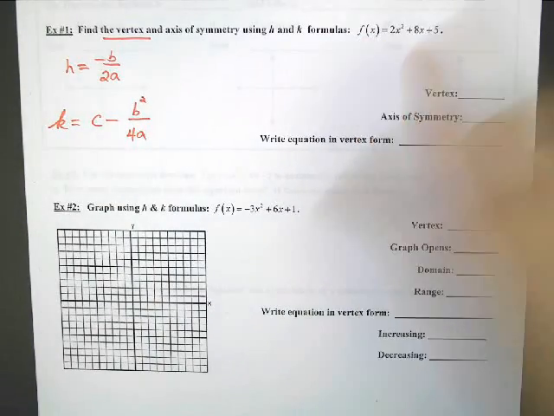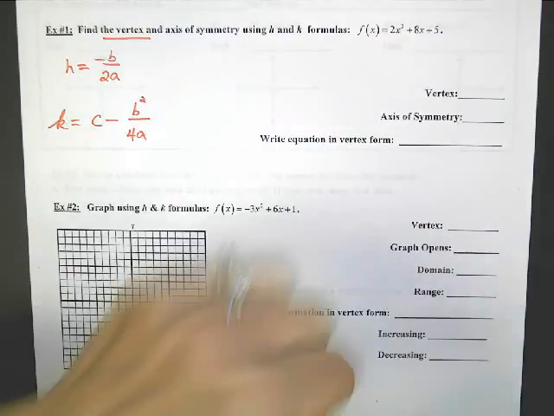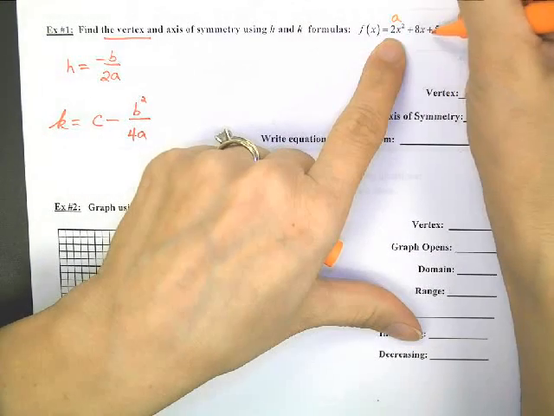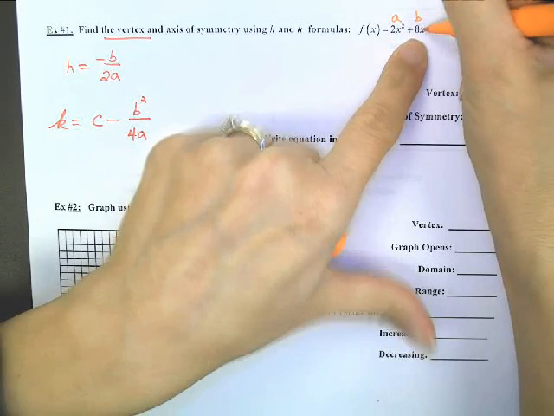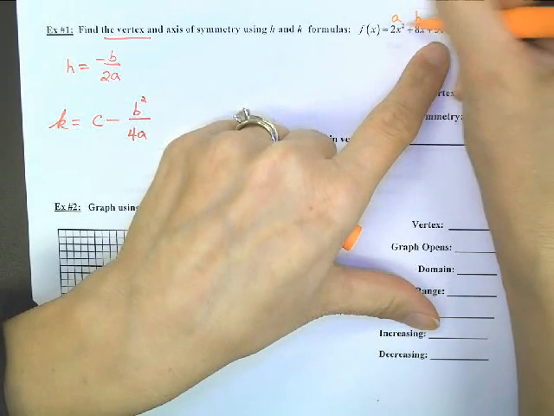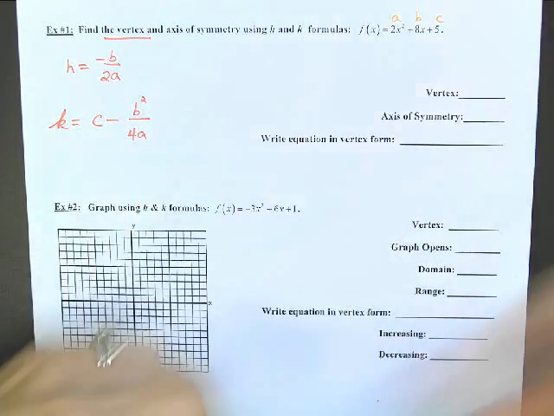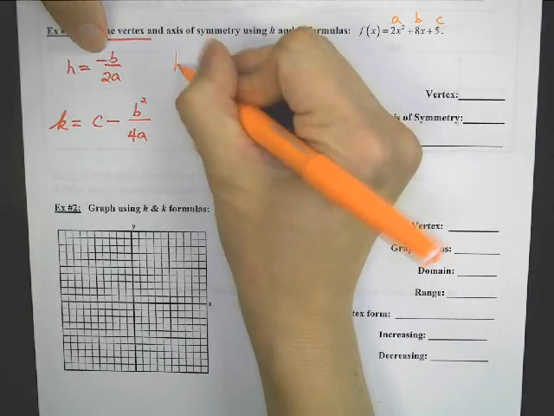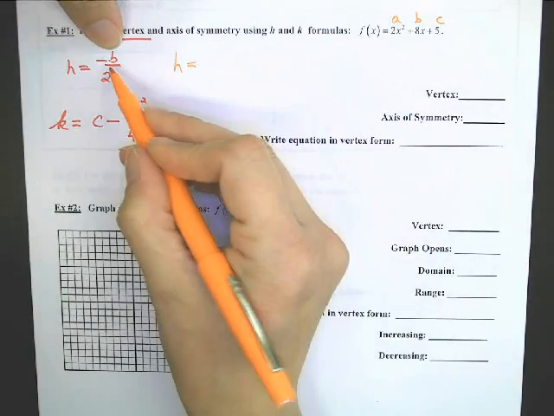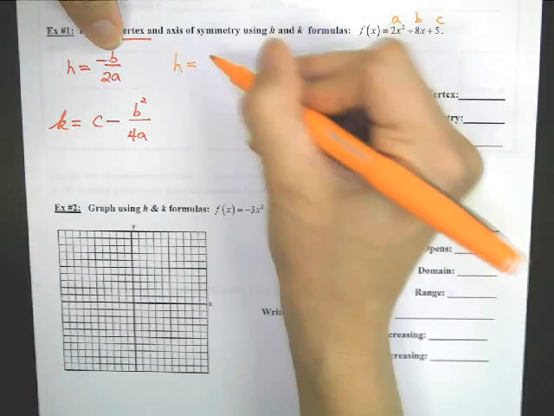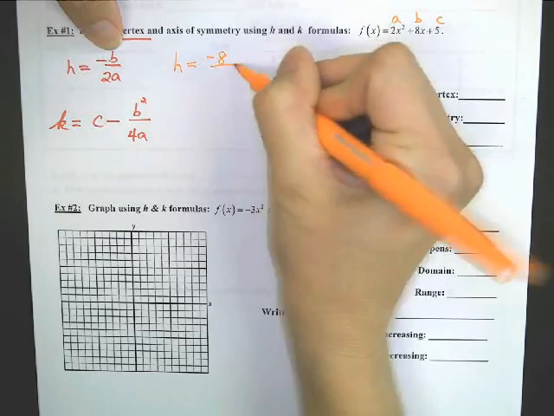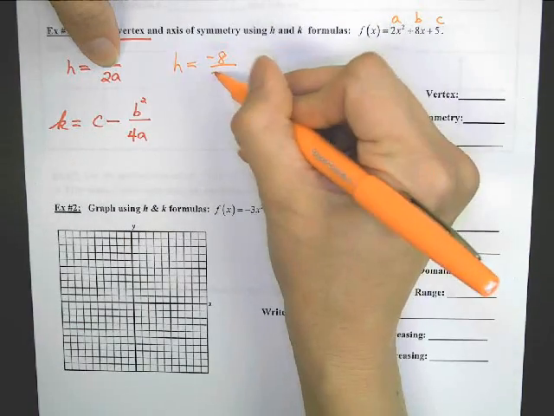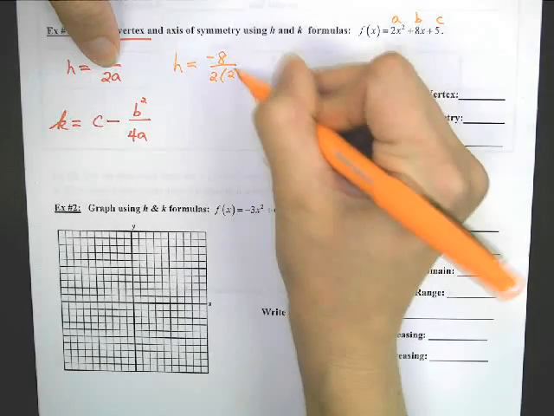Now we're going to take a look at this quadratic, and we're going to use these formulas. Whenever you have a quadratic equation, the a number is in front of x squared. So this is standard form. The b value is 8, and the c value is 5, a, b, c, just like we're going to do in the quadratic formula. So we're going to find h. H equals negative b, so not a positive 8, but a negative 8. And then we're going to divide by 2a, and that's a 2, so it's 2 times 2.